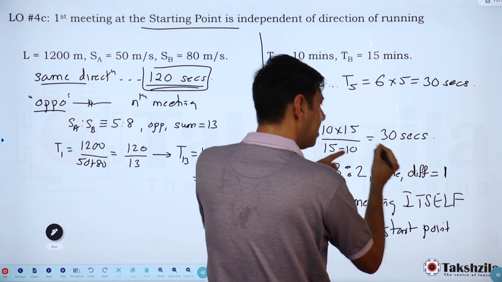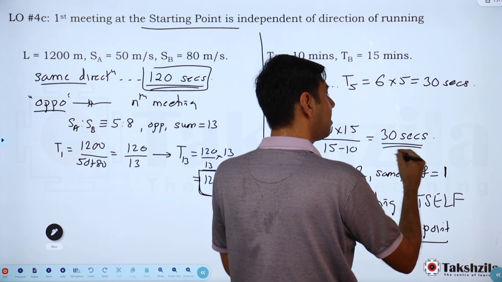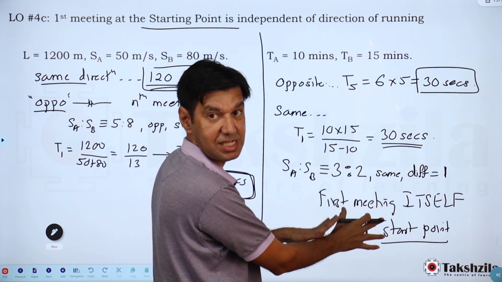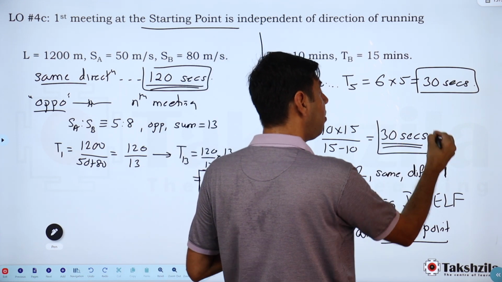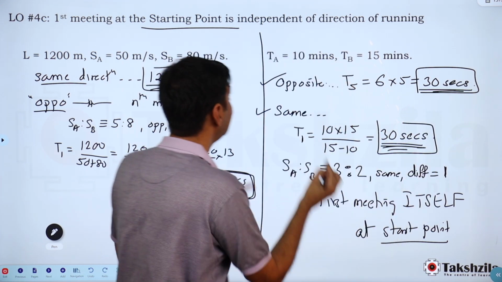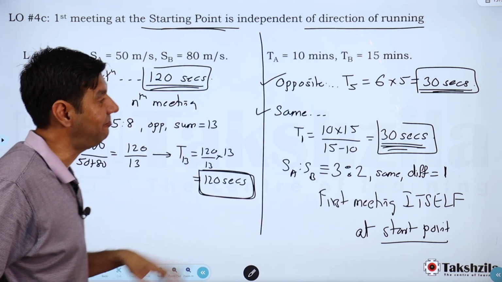So the first meeting was after 30 seconds, itself at the start point. So the meeting at the start point is 30 seconds. Something new has come up here, which I'll summarize in the next slide. But for now, whether they run in opposite or the same direction, the meeting at the start point is at the same time because it is independent of the running.